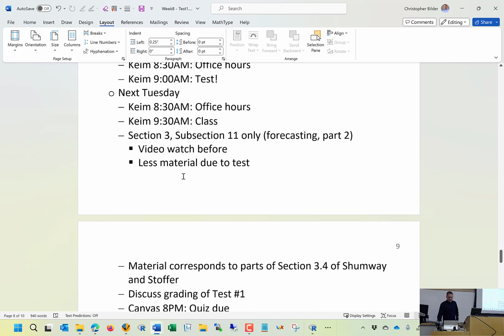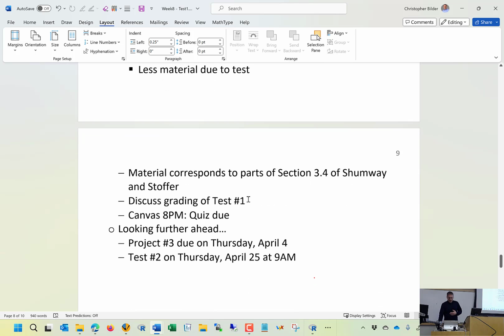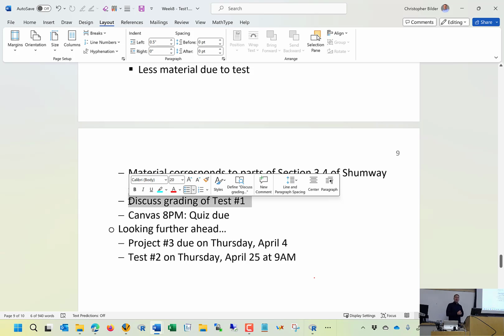Then next Tuesday, I will have my normal office hours. We'll have our regular class. This class will talk about the second part of the forecasting part of our notes. And so, make sure you do take the time to go over it. The amount of material for next Tuesday is less than what we normally have, just like it was for this Tuesday, and the reason being is because of the test. We will also discuss the grading of test number 1 as well.